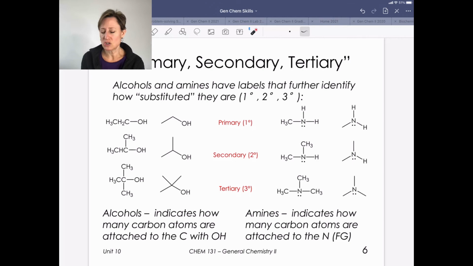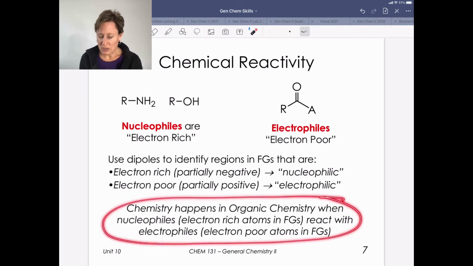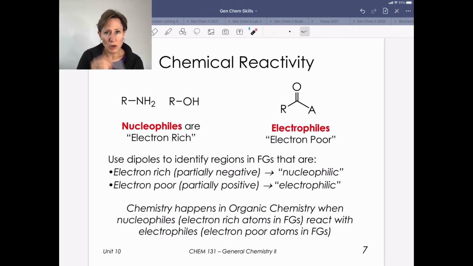So it's one other piece that you might have to label with an alcohol or an amine is the level of substitution. All right, so the last piece here is a really big picture piece, but if you can get this in your brain early on as you go on to take organic chemistry, it will make the course so much easier. Chemistry happens in organic chemistry when you have things that are electron rich, we call those nucleophiles, react with things that are electron poor. Those are electrophiles.